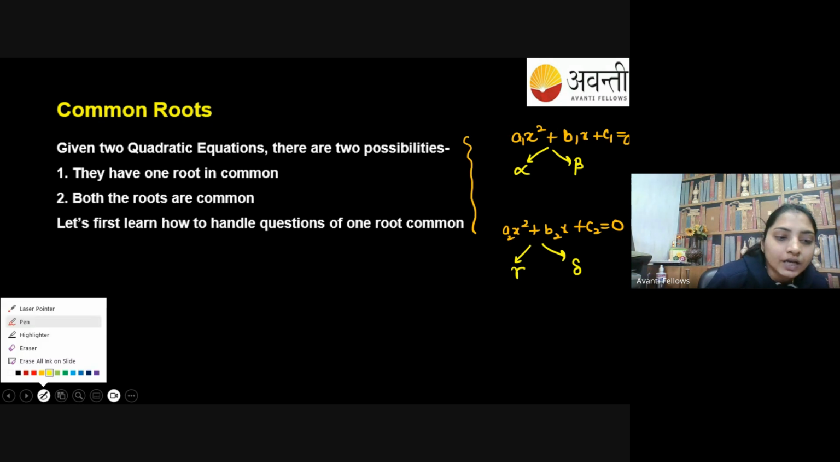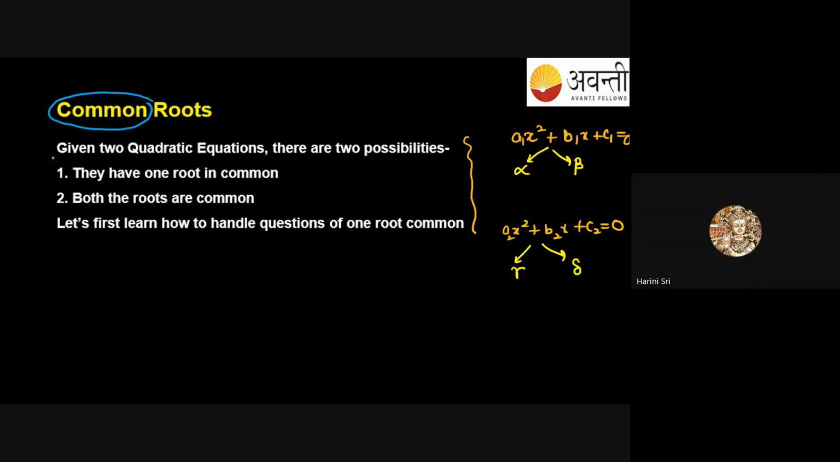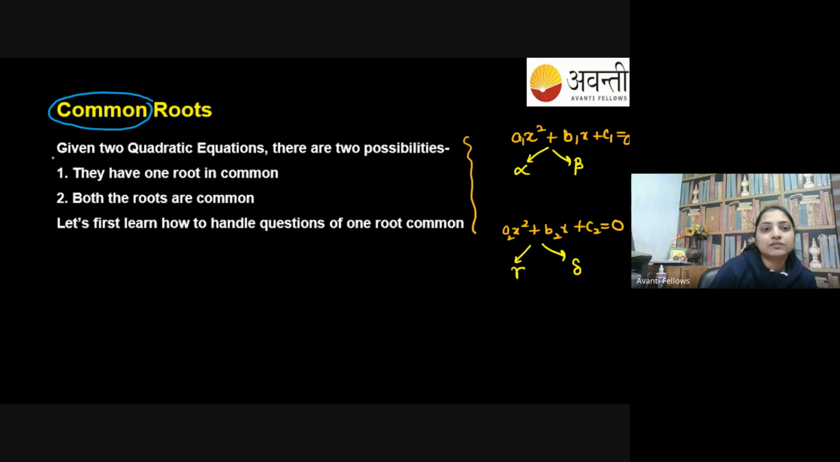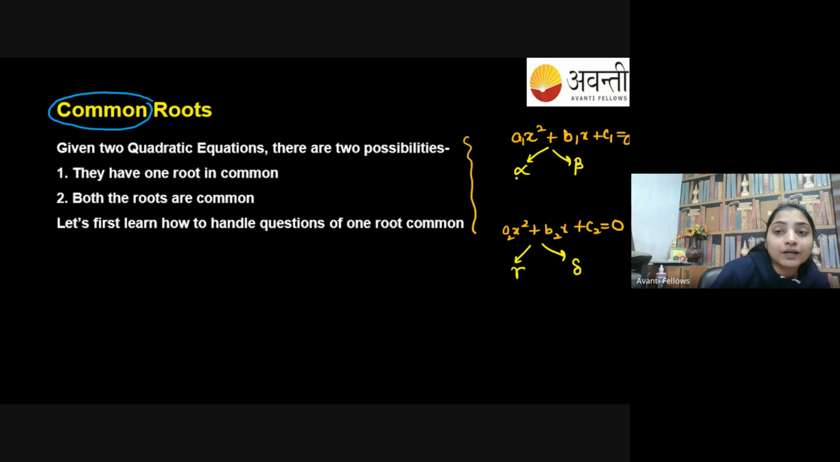If we are talking about a common root, everyone knows the meaning of common in general. What is common? Same, the same in both. Isn't it, the same quality, like when we say this thing is common to both of us. So common means same. If you have two things, and I also have two things, what possibilities are there? Either one thing can be common, or both can be common. Agree?